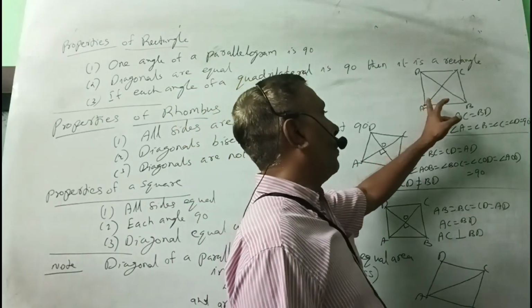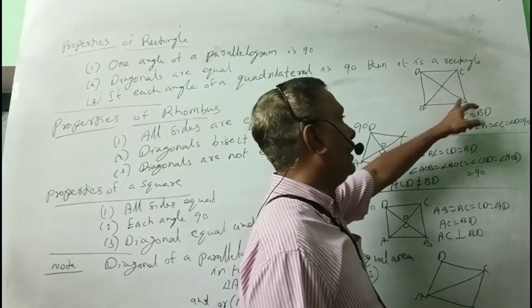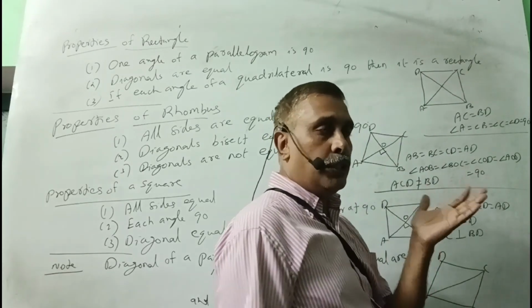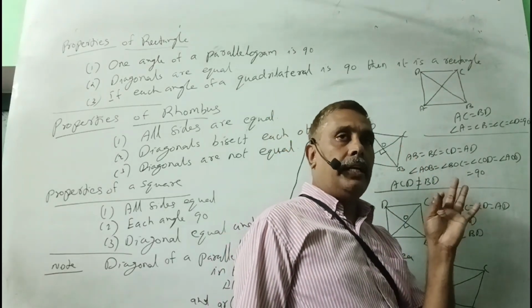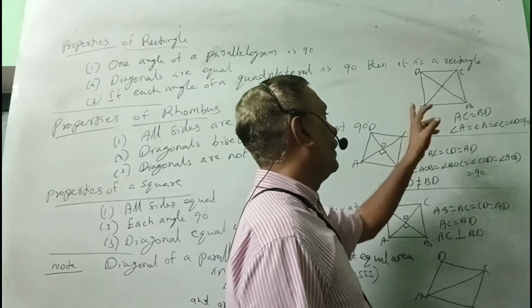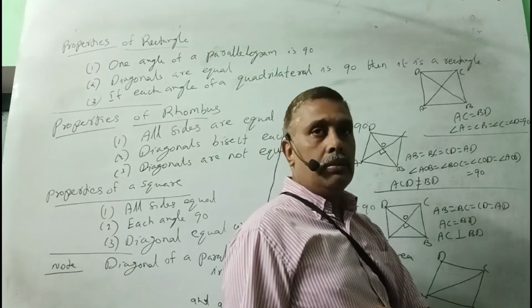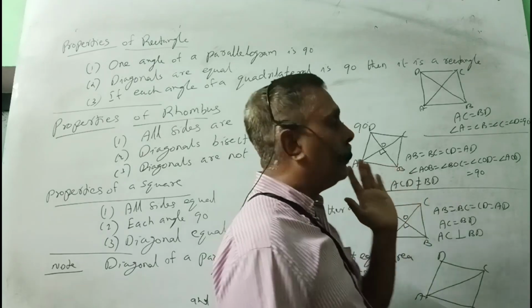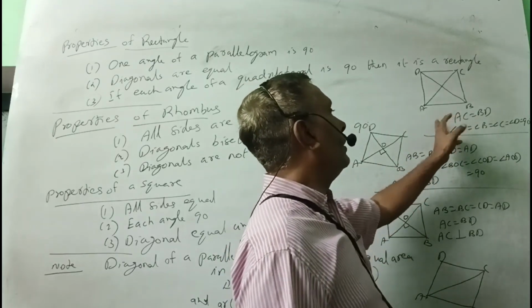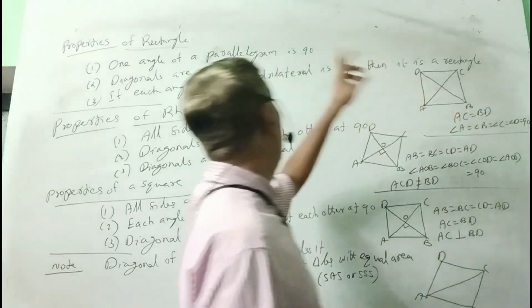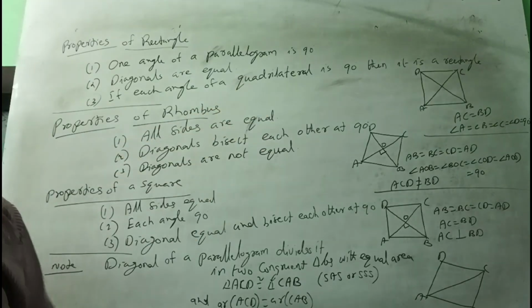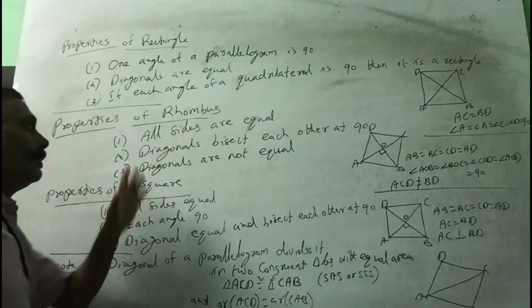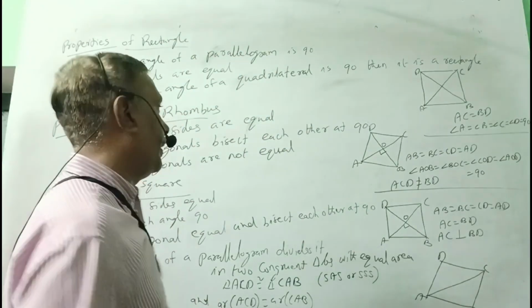Now, what are the properties of a rectangle? Once again, each angle is 90 degrees. Conversely also true, if each angle is 90 degrees, then it is a rectangle. Diagonal lengths are equal. In a quadrilateral, if the lengths of the diagonals are equal, then it is a rectangle. Diagonals equal, as well as, as I already told you, it's a parallelogram with one of the angles 90 degrees. So one is the definition and the other is the property.